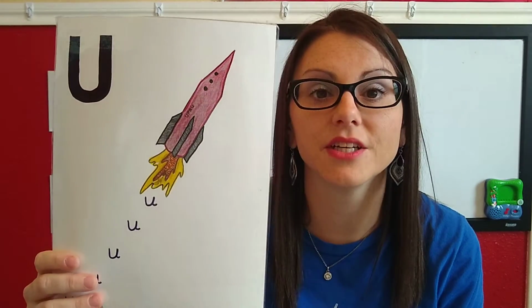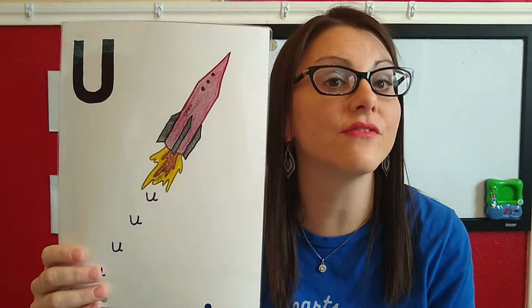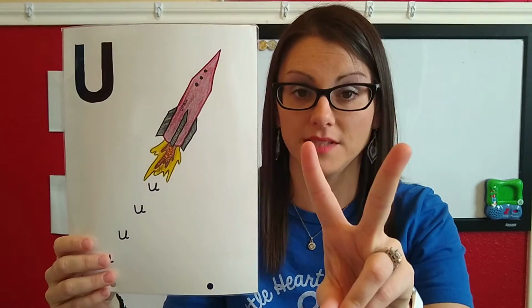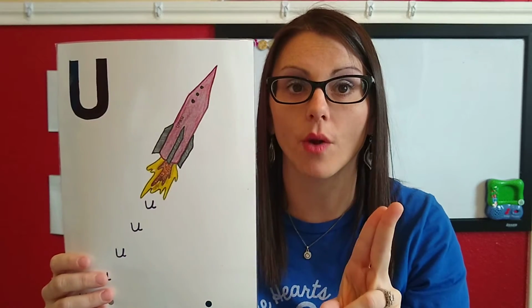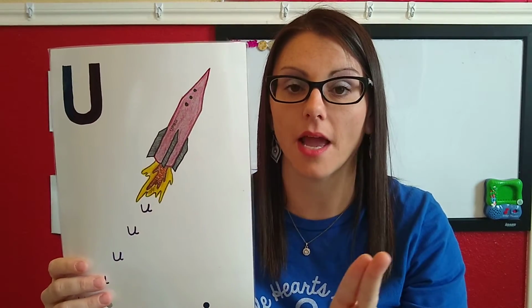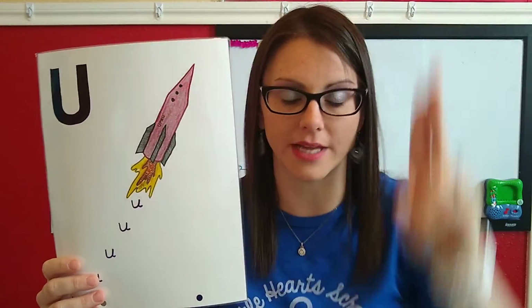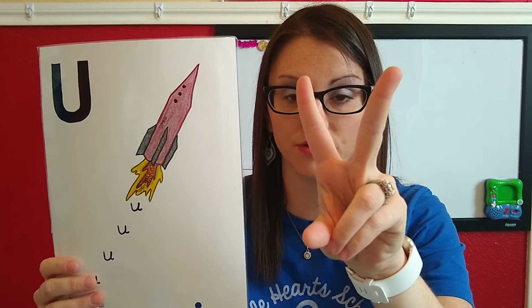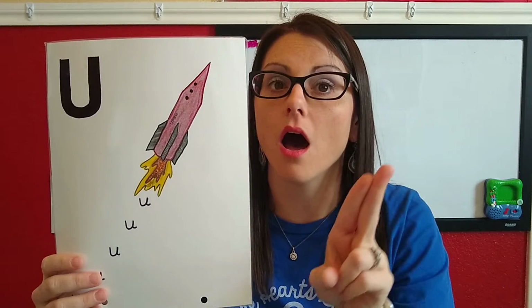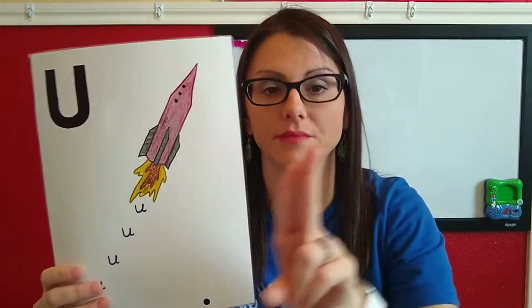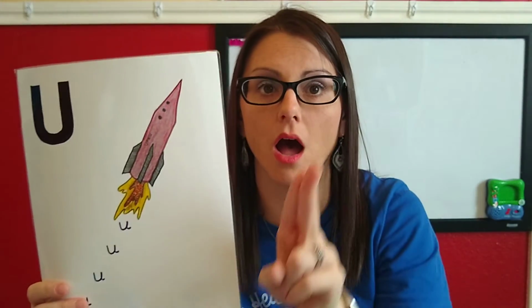Here's our letter U. U is another vowel. And it says two sounds. So it's going to say its name, U. And then like a rocket going up, it's going to say uh. Okay, do it with me. U, two sounds. U says you, and U says uh. This is the hand sign for you.